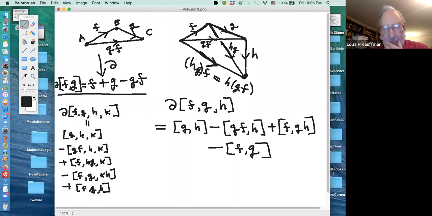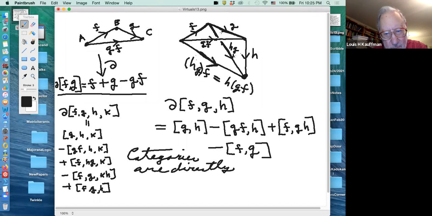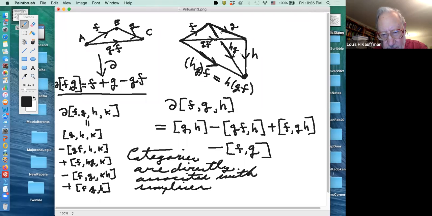So what I'm saying is that if you have a category, then you also have simplices, and you can think of fitting the simplices together and computing homology, so that categories are directly associated with simplices and homology.